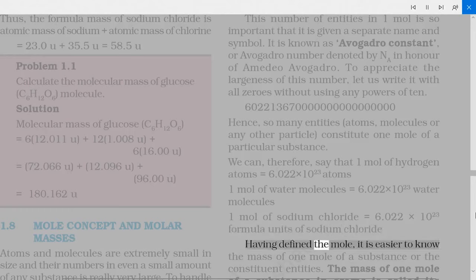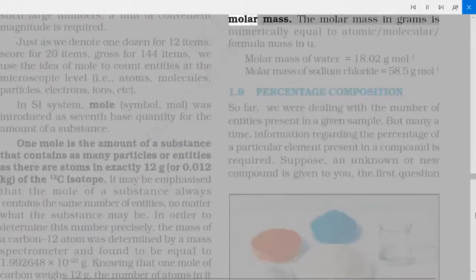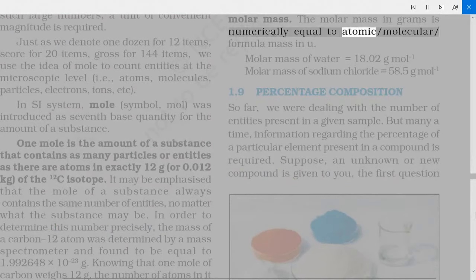Having defined the mole, it is easier to know the mass of 1 mole of a substance or the constituent entities. The mass of 1 mole of a substance in grams is called its molar mass. The molar mass in grams is numerically equal to atomic or molecular or formula mass in u. Molar mass of water is equal to 18.02 g/mol. Molar mass of sodium chloride is equal to 58.5 g/mol.